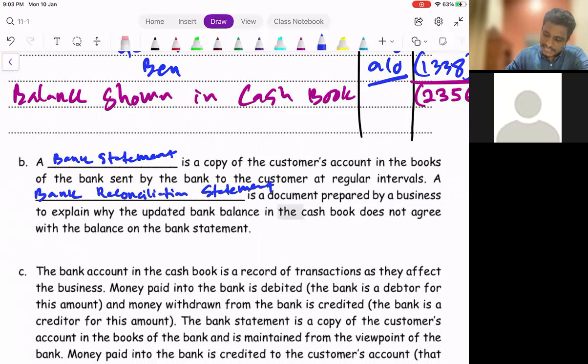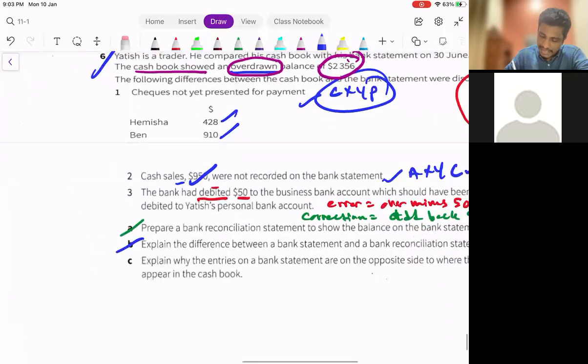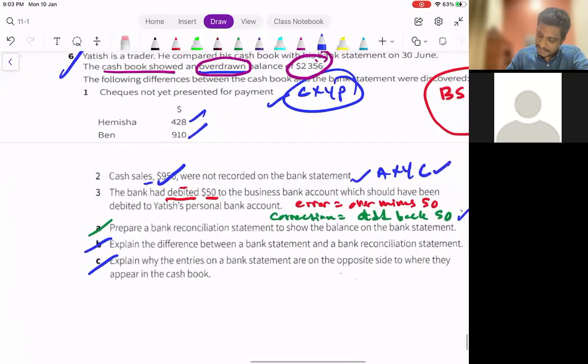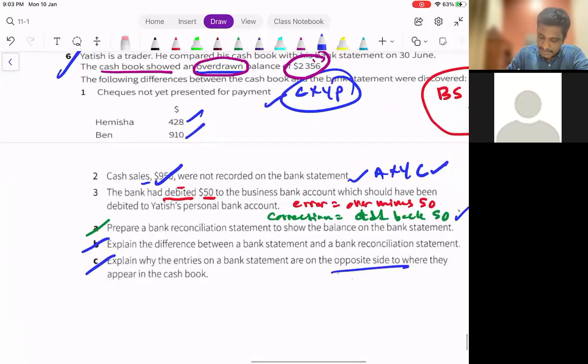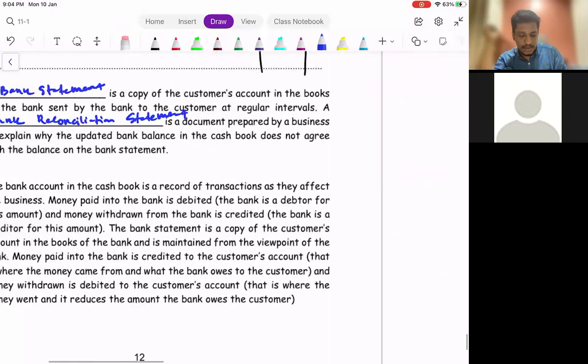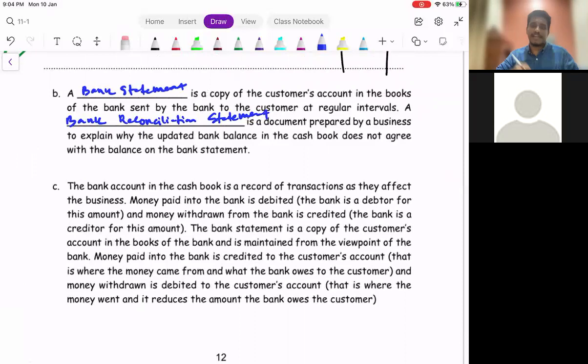Okay, question number C, what does question number C ask you to do? Explain the entries on the bank statement appear on the opposite side from where they appear in the cash book. So if cash book debit, bank will be credit. If bank credit, we will debit, the other way around. Why? Because cash book is prepared from the business point of view, bank statement is prepared from the bank's point of view. That's why. Okay, the detailed answer I already typed here. You can read yourself.